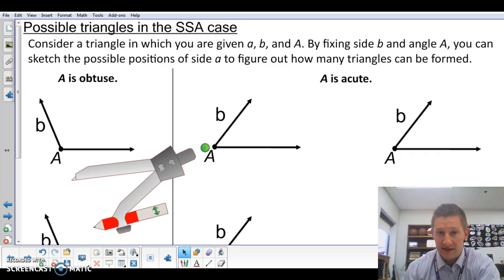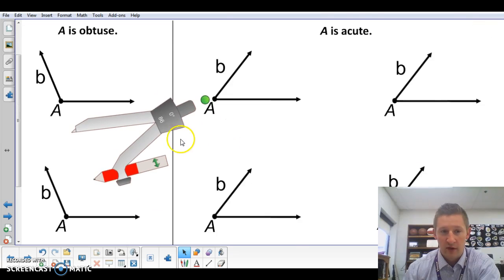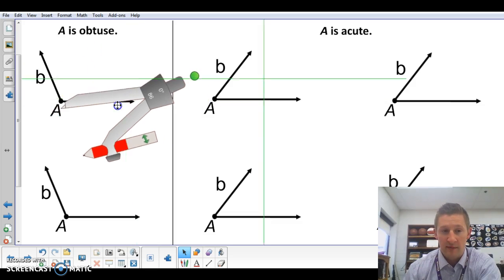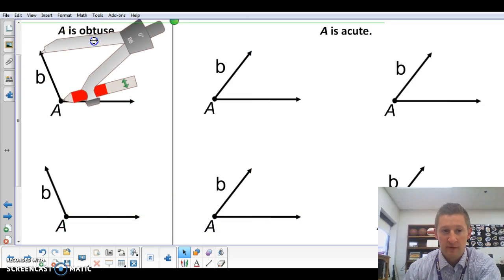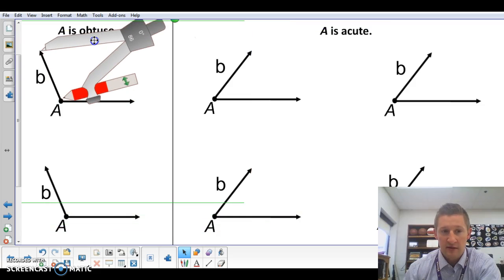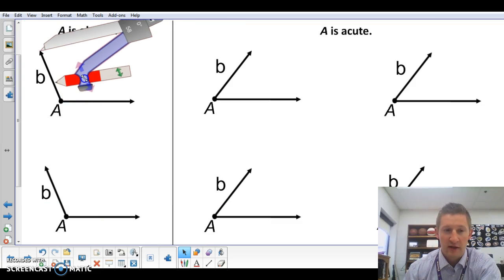First of all, if we have the SSA case, side-side angle, it's possible that the angle we're given is obtuse. I've got two different angles for you here. If my angle is obtuse, and I know two sides, including one of them that's opposite this angle, I've got a couple of options that could happen. It is possible that that side length is less than, so I'm going to use the compass to draw them on here. So we're going to say that the side opposite A is less than side B.